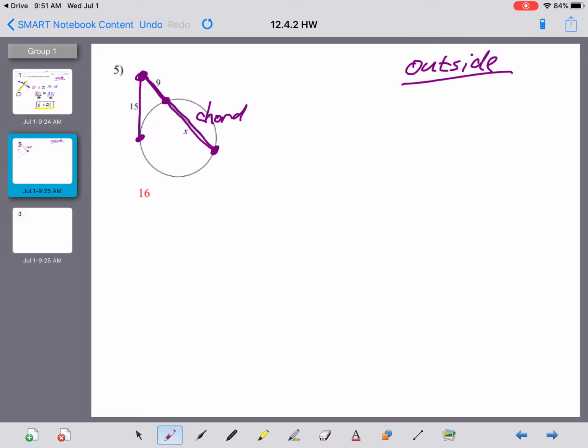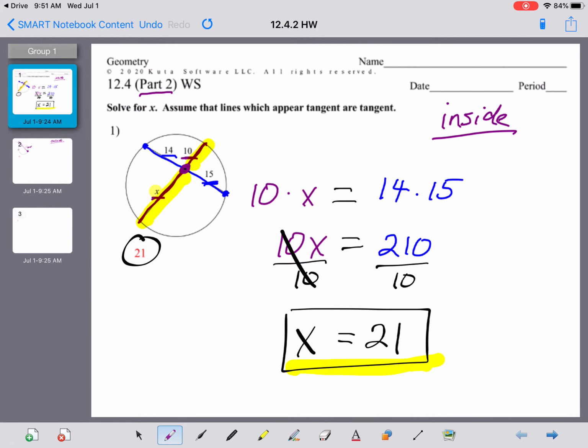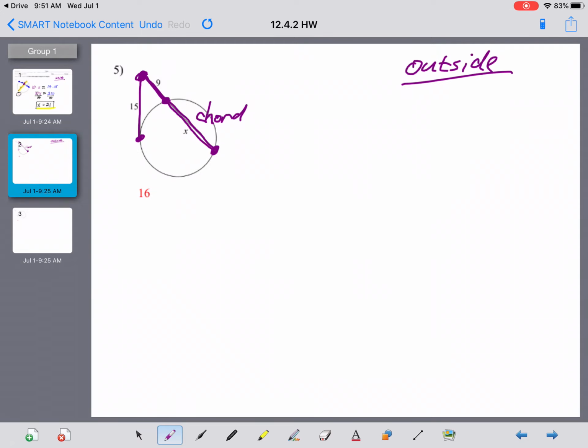This point right here is outside of the circle, unlike in problem number 1, where the point of intersection was located inside. And that means it's a whole new theorem and a whole new idea. So the phrase that I wrote down in our notes, and if you missed it, we're going to go ahead and write it down right here as well: in a problem like this, the outside portion of your segment is going to get multiplied by the whole thing.